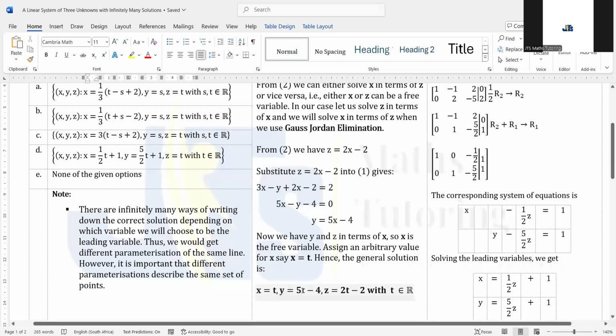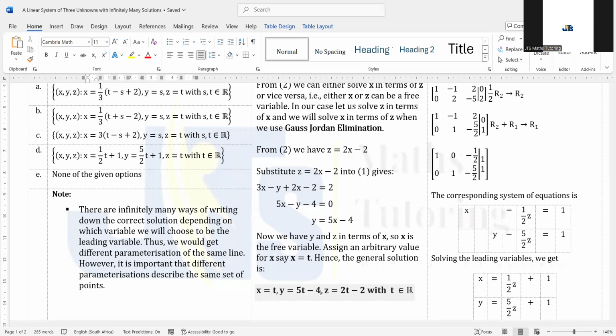Hence, the general solution is going to be, remember y was 5x minus 4, it's now 5t minus 4. z was 2x minus 2, it's now 2t minus 2, with t being an element of all real numbers. So this is just a general solution. If you want a particular solution, you have to substitute any value for t as long as it is an element of real numbers. Beautiful.